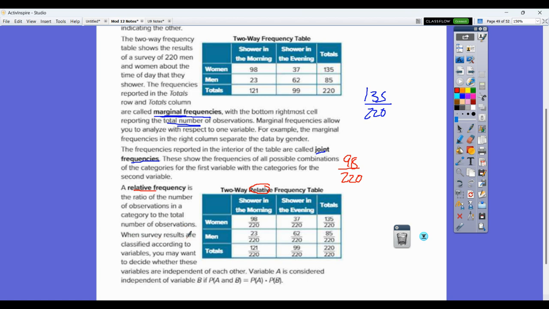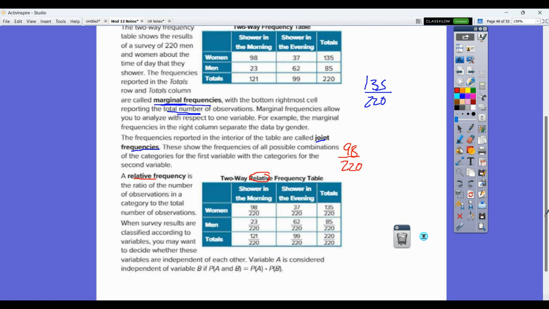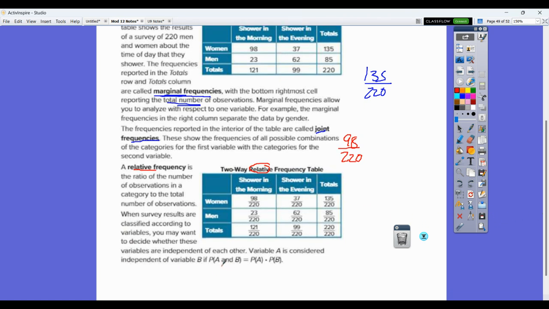When survey results are classified according to variables, you may want to decide whether these variables are independent of each other. Variable A is considered independent of variable B if the probability of A and B is equal to probability of A times probability of B.